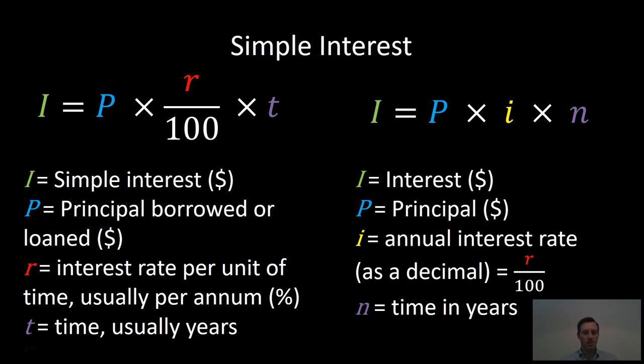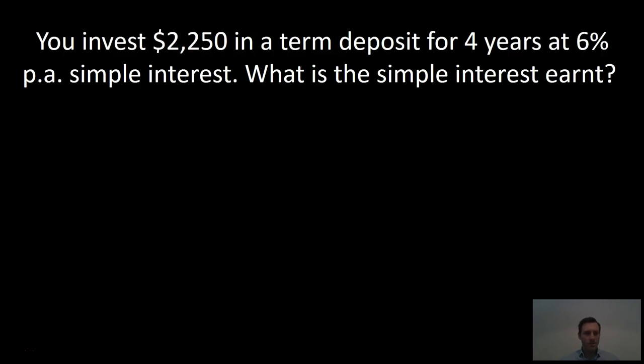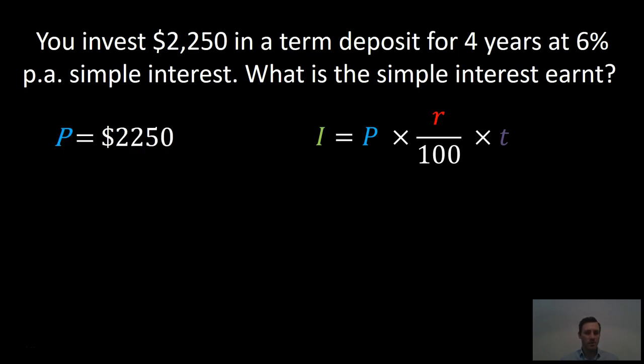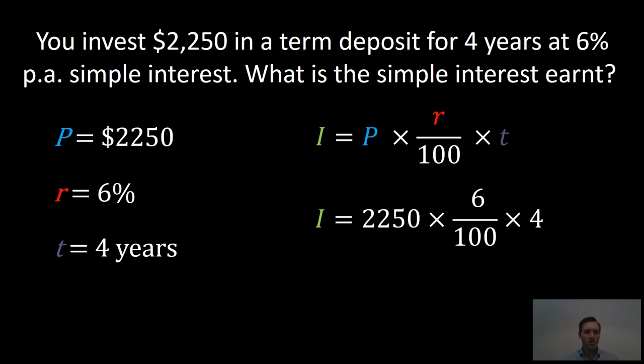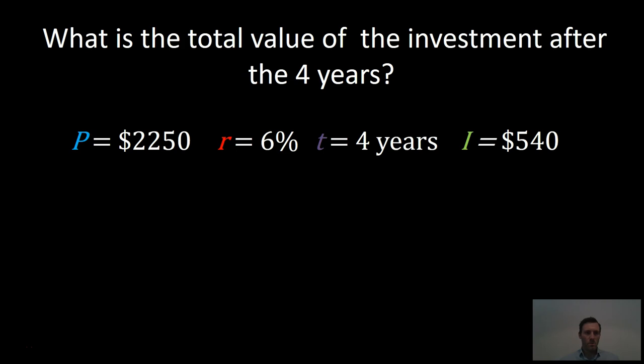I'll show you examples on how to use both. Let's look at an example. So you invest $2,250 in a term deposit for 4 years at 6% per annum simple interest. What's the simple interest earned? First, let's use the formula where we convert our percentage rate in the formula. So the principal is $2,250. The interest rate is 6%. Time is 4 years. We substitute those values into our formula and we calculate the interest on this term deposit is $540.